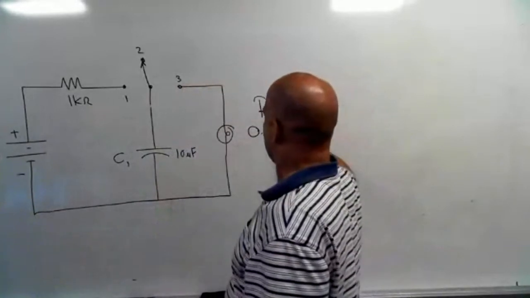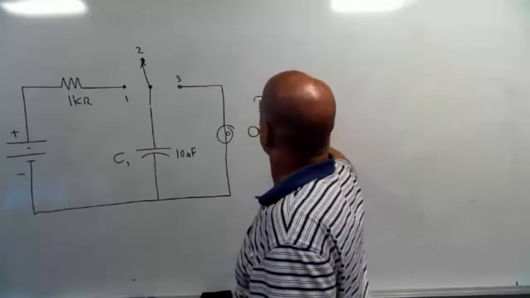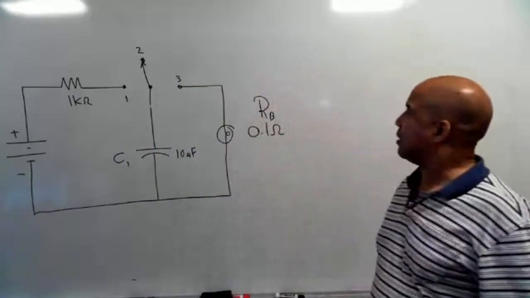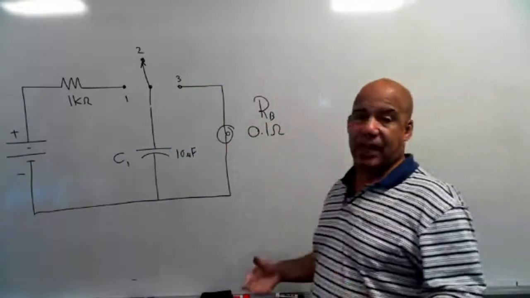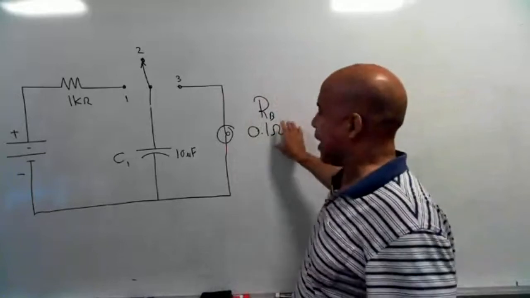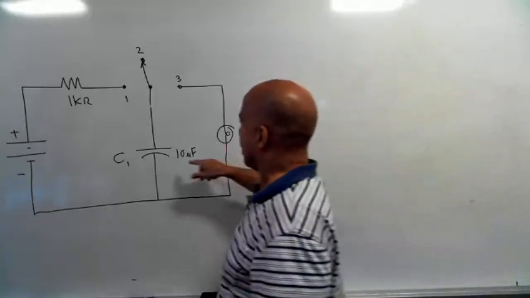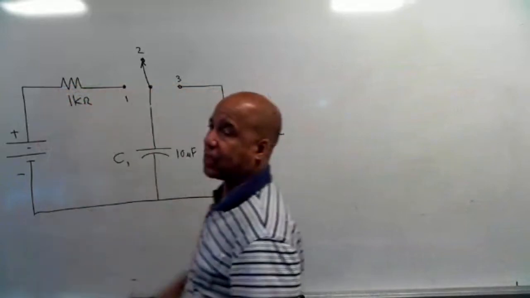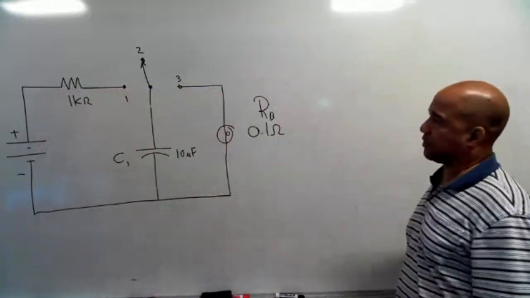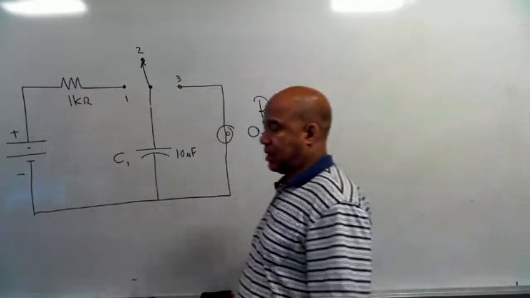So the discharge tau is a lot smaller than the charge tau because the resistance here is 0.1 and over here it's 1,000. So it's a big difference between the two, like a difference of 10,000.